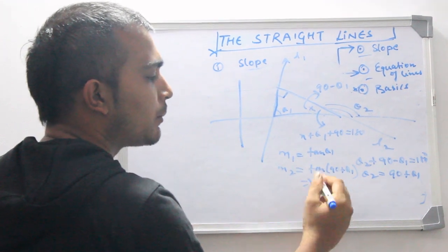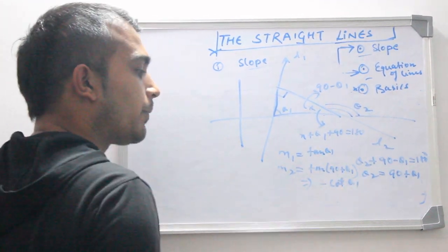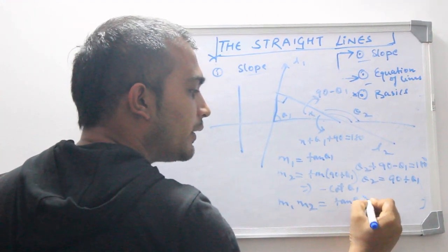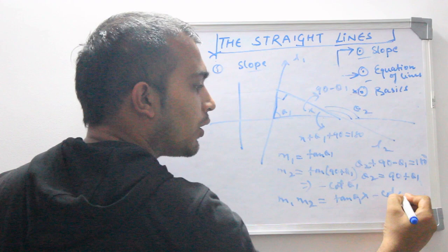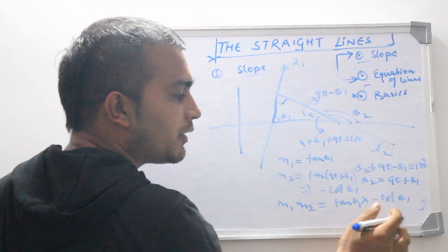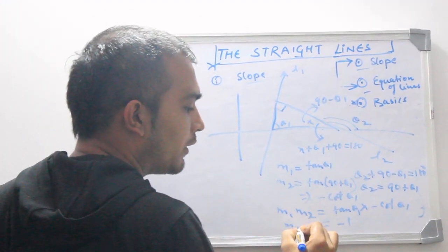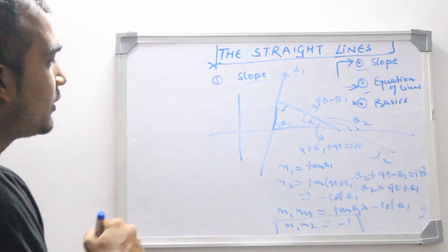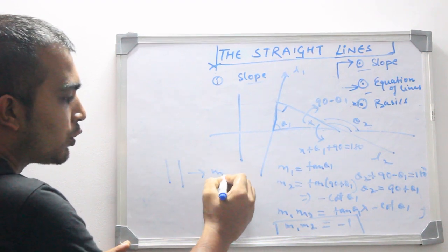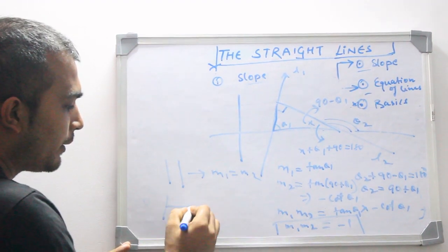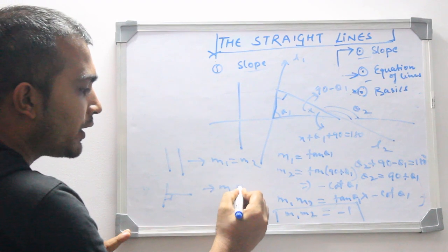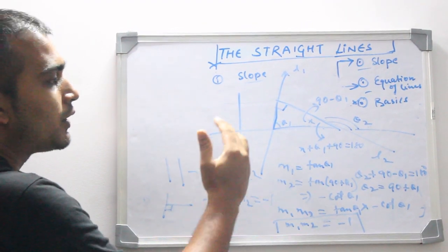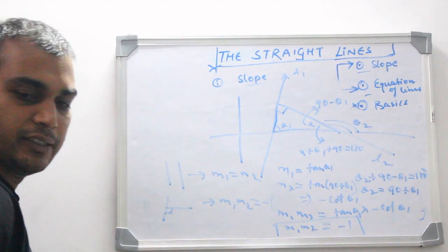Tan of 90 plus theta 1 is nothing but minus cot theta 1. If you do the product m1 into m2, it is tan theta 1 into minus cot theta 1. Cot theta 1 is nothing but 1 by tan theta 1. This comes out to be minus 1. So m1 into m2 is minus 1. So there are two conditions now. If two lines are parallel, their slopes are equal. If two lines are perpendicular, the product of their slopes is equal to minus 1. So if you know the slope of one line, you can find out the slope of the other line given these two conditions.